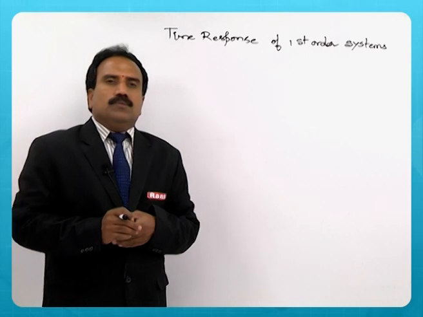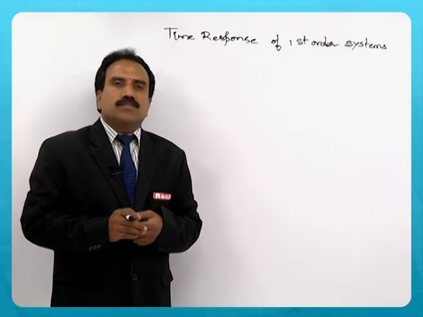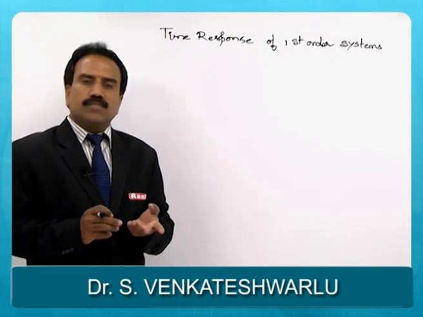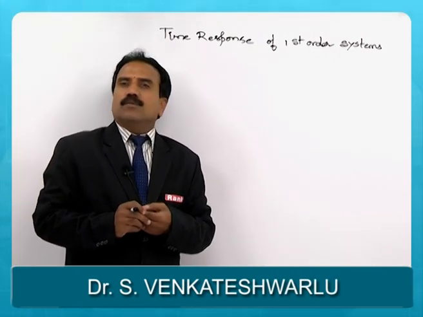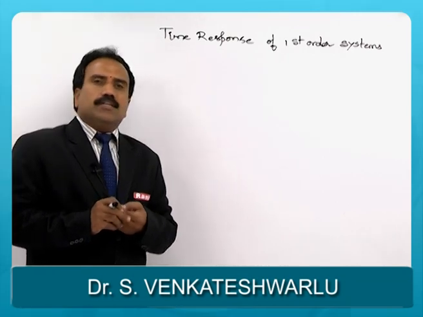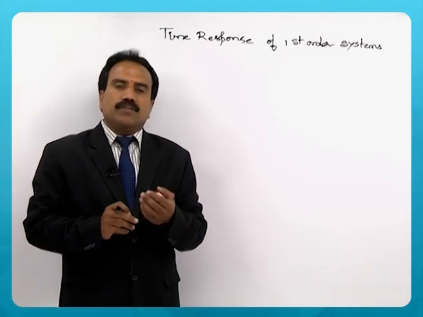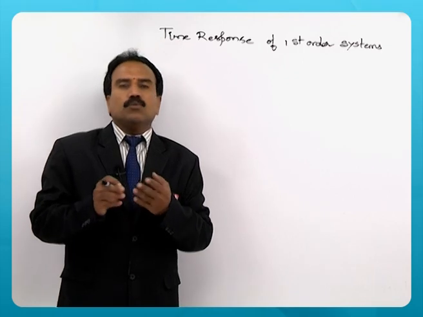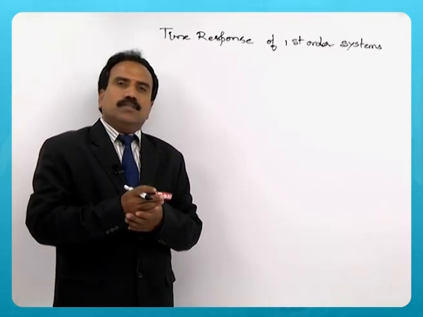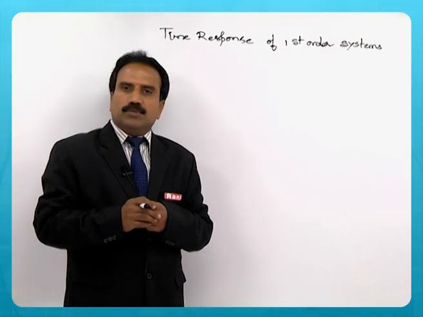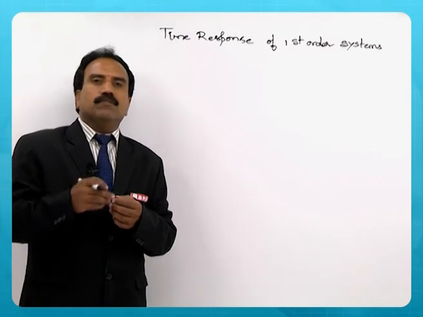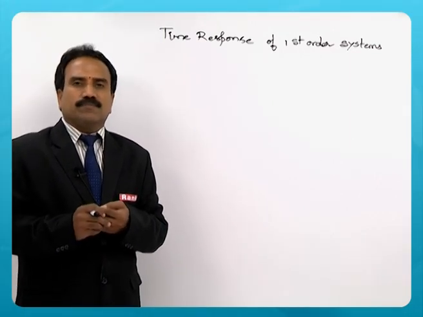So, there are two important things in control systems. One is speed of response and the other one is stability. Stability is related to that when you have given some input, that output should be within the limits. For a bounded input, you should get bounded output. So, stability is one aspect, speed of response is another aspect.